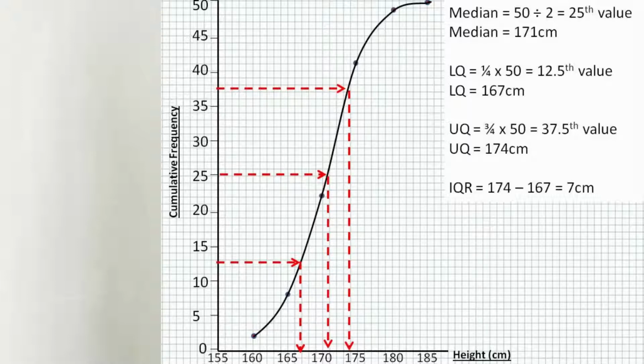The upper quartile is 3/4 of our data, so we multiply the frequency by 3/4, which gives us the 37.5th value. Again, we go to the y-axis, take our reading off the x-axis. To work out the interquartile range, as explained in the stem and leaf diagrams, you do upper quartile minus lower quartile, so in this example it will be 7.